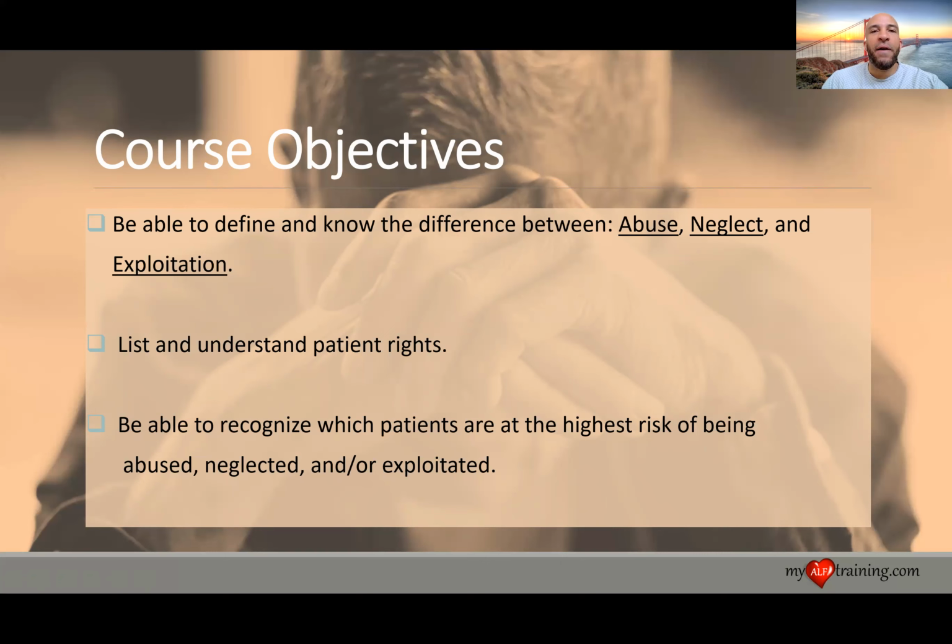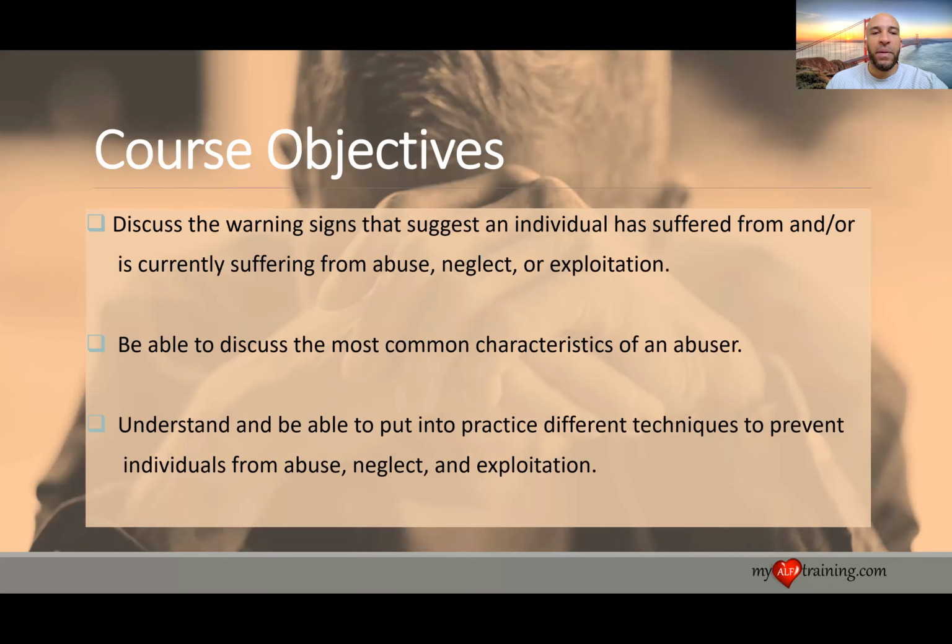There's been studies that have found different characteristic traits, different types of diseases that a patient can have, different settings that a patient can be in that places one patient at a higher risk for falling victim to being abused and neglected than other patients. So we want to be able to recognize those characteristics so we can identify those patients and we can make sure we're keeping a keen eye on them to make sure that they aren't abused or exploited.